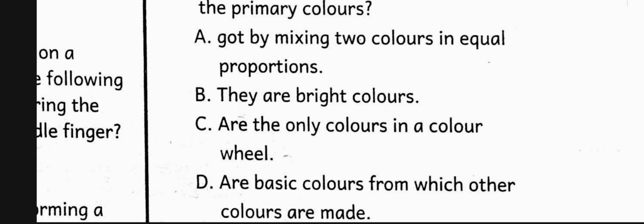Number 6 says, which of the following best describes the primary colors? Primary colors, I always give my learners the formula to be BRY, B-R-Y, or BRYO. So B for blue, R for red, then Y for yellow. So that is just to get the colors. But here they are saying, now describe the colors. We say they are natural colors that are in their own natural form. So let me see the answer choices. Got by mixing two colors, that's wrong. They are bright colors, that's wrong. Are only colors in color wheel? No. Are basic colors from which other colors are made? The correct answer is D.